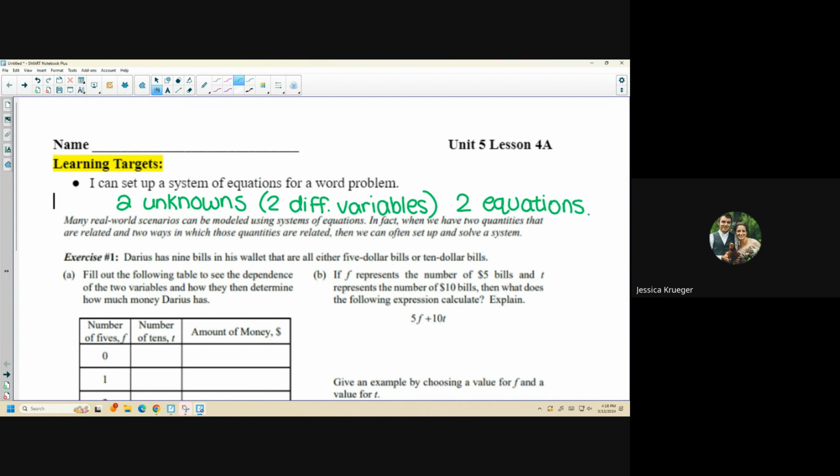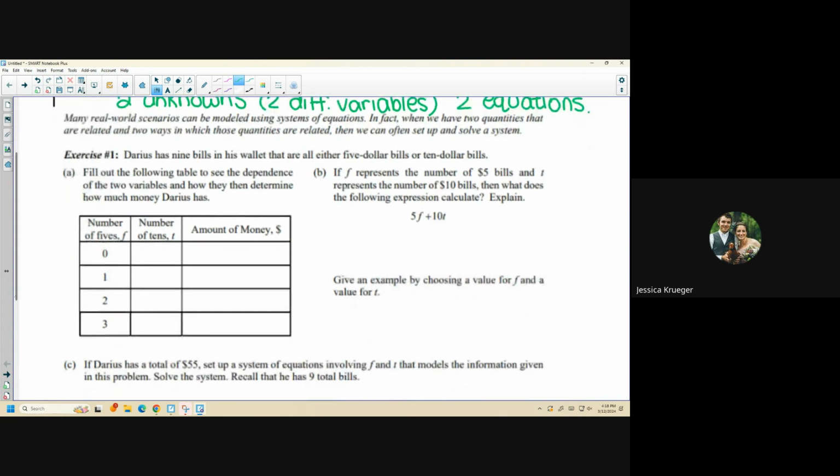Okay, so let's look at exercise 1. We notice here Darius has 9 bills in his wallet. They're either $5 bills or $10 bills. Fill out the table to see the dependence of the two variables and how they then determine how much money Darius has. So the first thing, he has 9 bills.